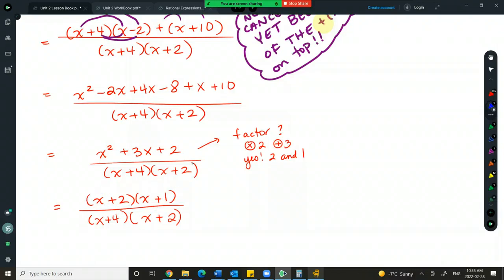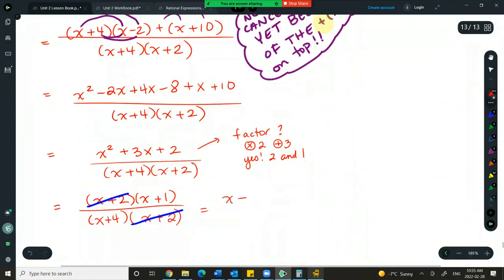There's no extra terms being added or subtracted. I can cancel out full groupings of x plus 2. And I'm left with x plus 1 over x plus 4, and the restrictions that we wrote above, which were negative 4 and negative 2.